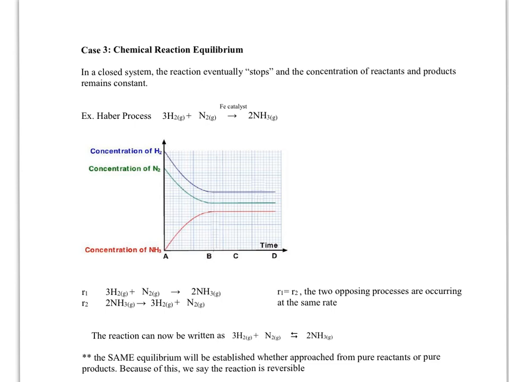I can also put ammonia into a container, and it will start to decompose into hydrogen and nitrogen gas. So the opposite happens. And eventually it will stop, and I will have again ammonia, hydrogen, and nitrogen that seem to be at constant concentration. So you can approach equilibrium from either direction, and at that specific temperature, you get the same values.